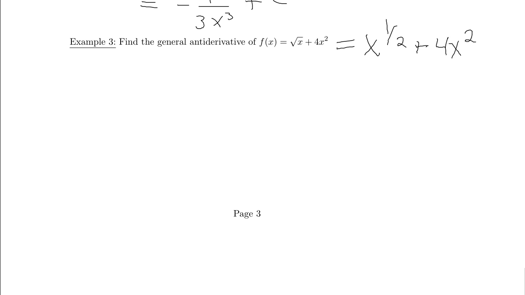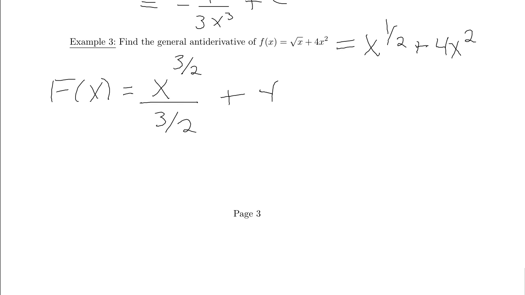Okay, so now using the power rule to find our capital F of x, we want to increase our exponent by 1. So 1/2 plus 1 is now going to be to the power of 3/2, and we divide by that exact same exponent. So we're dividing by 3/2. For 4x squared, the 4 is a constant, so it's just going to multiply by our antiderivative of x squared, which is x cubed over 3. We increase the power by 1 and then divide by that same power. And then we don't want to forget our plus c.